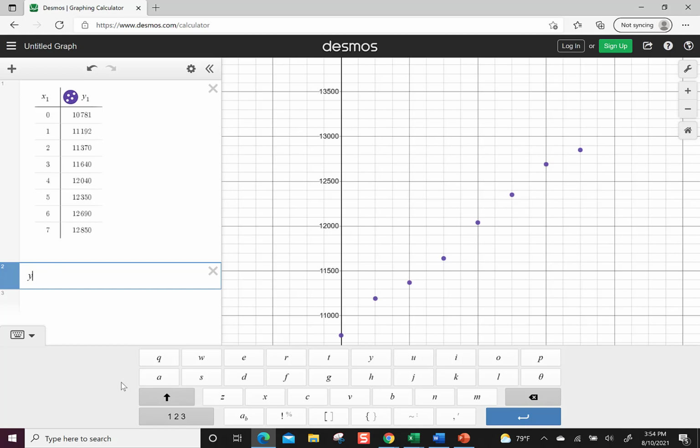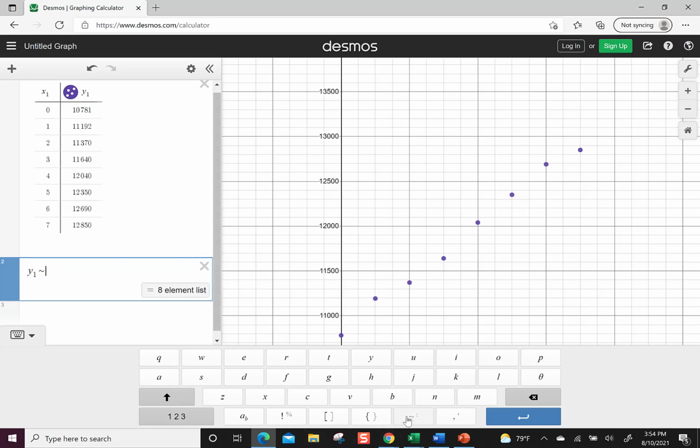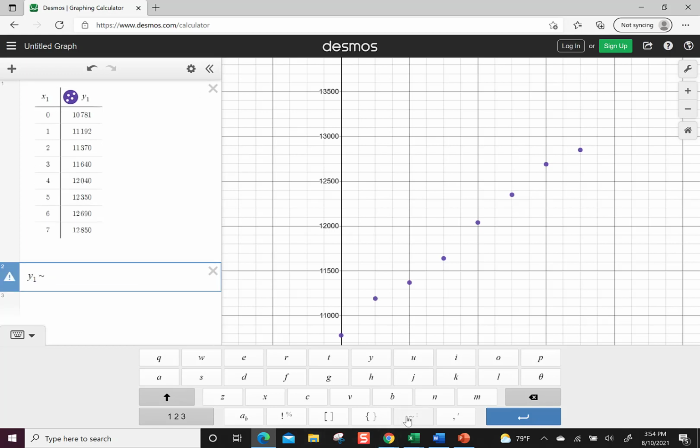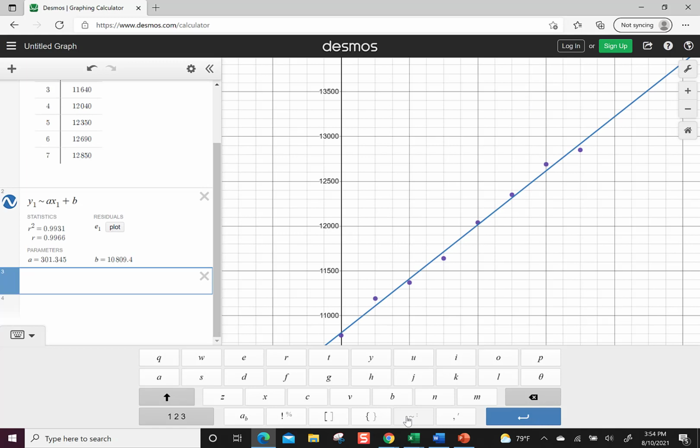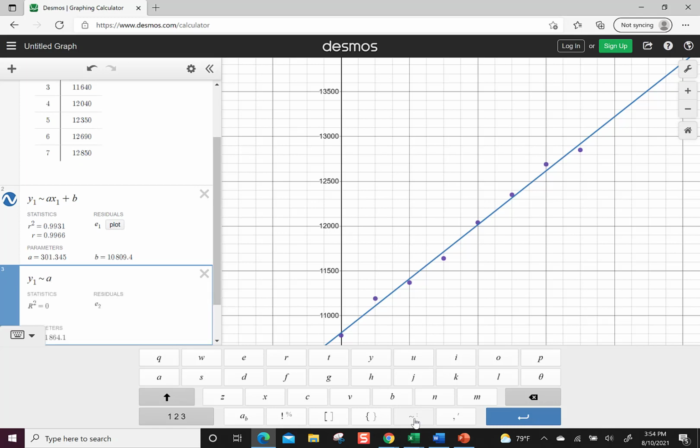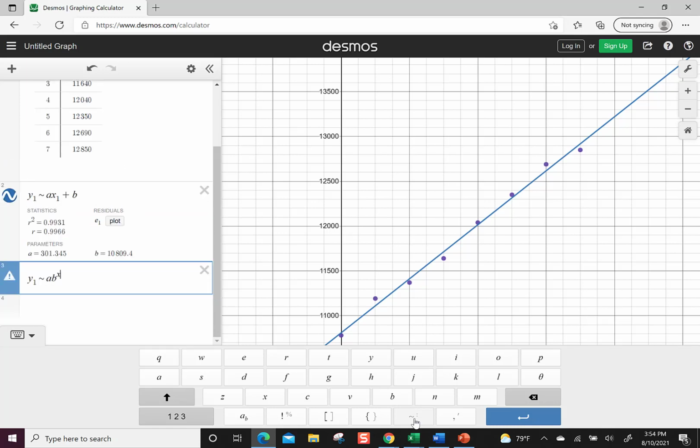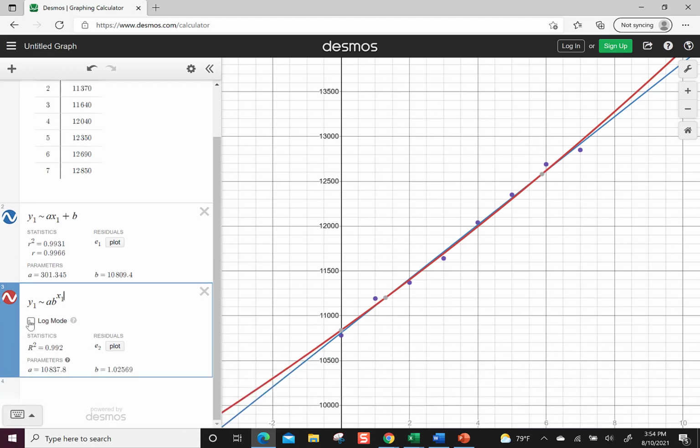So I'm going to type y1 is approximately, we'll start with a linear, ax1 plus b. Then we'll also try y1, and we'll say is approximately ab to the x1. And don't forget that really important step of hitting log mode.